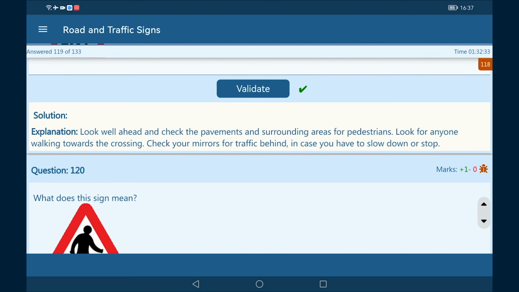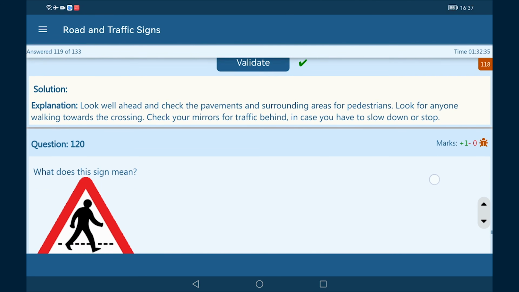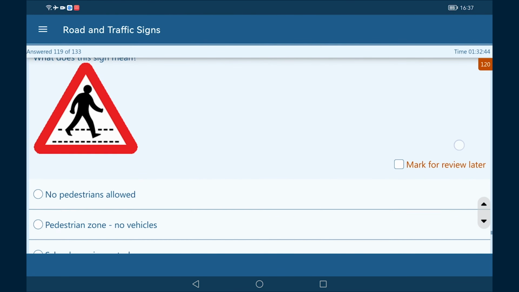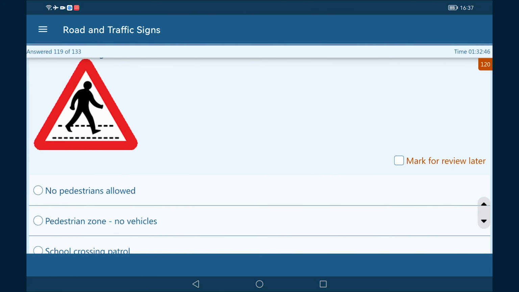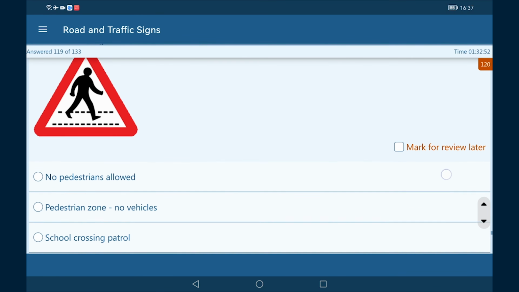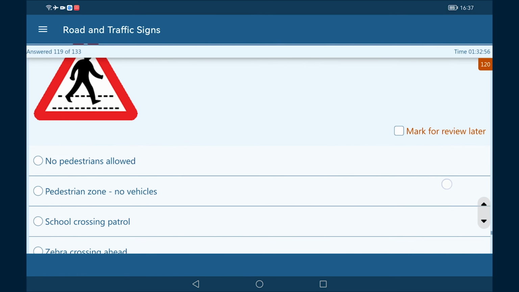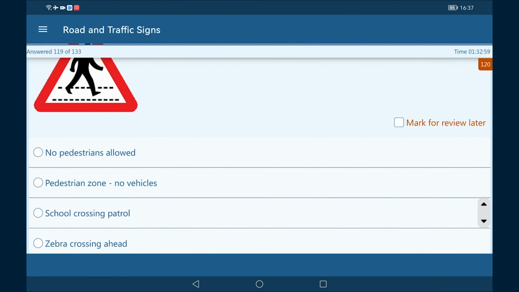Question 120. What does this sign mean? Option 1. No pedestrians allowed. Option 2. Pedestrian zone, no vehicles. Option 3. School crossing patrol. Option 4. Zebra crossing ahead. The correct answer is Option 4. That is zebra crossing ahead.